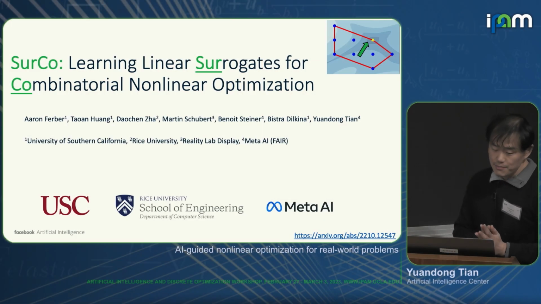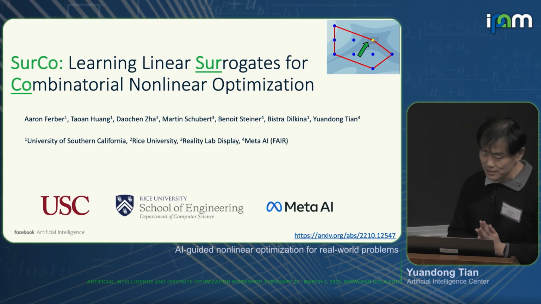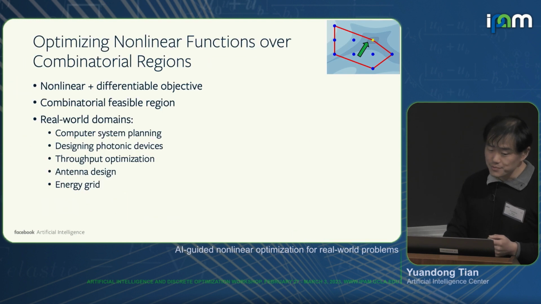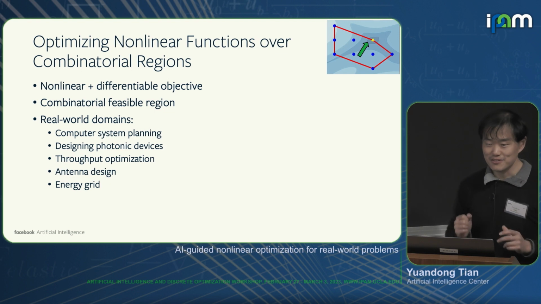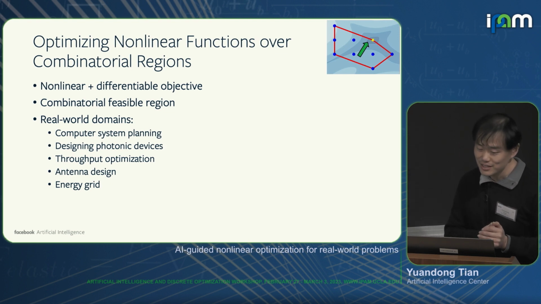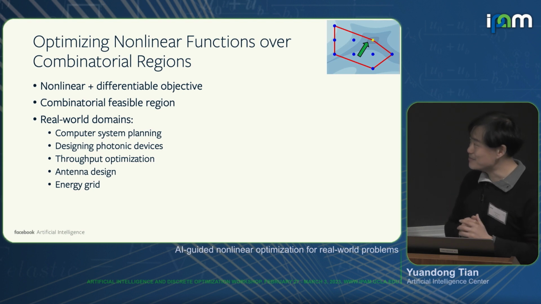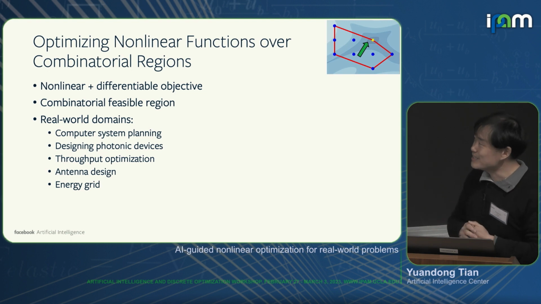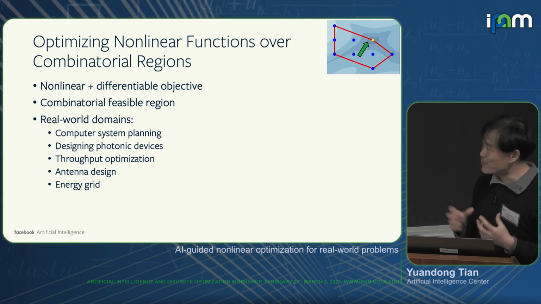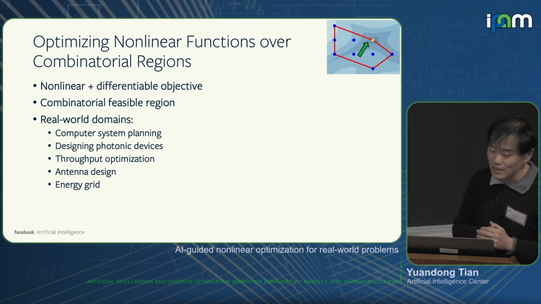Right, as I said, this is a collaboration with USC and also Rice and ourselves. For this one, the setting is we want to optimize nonlinear functions over combinatorial regions. Here's a small figure showing the extent of the settings. Your optimization function can be highly nonlinear, right? So the landscape is a weird shape. We don't really know what it is. But you also have a nonlinear constraint.